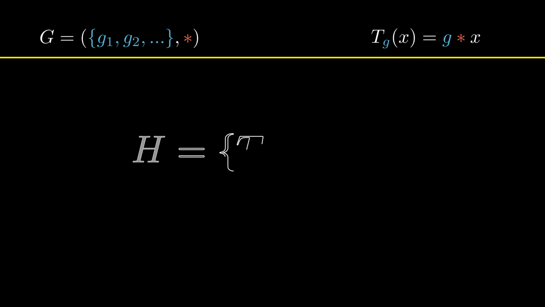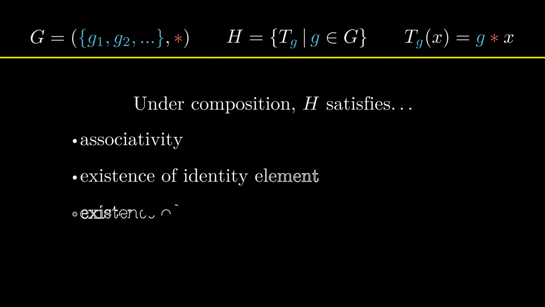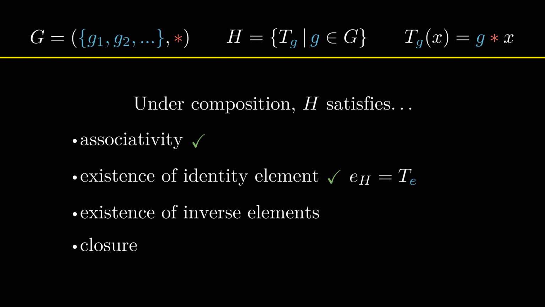Now let's look at the set H, consisting of all such permutations that can be constructed from elements of G. This set satisfies associativity, because function composition is associative. It satisfies the existence of an identity element, namely T sub e, where e is the identity element of group G. It satisfies the existence of inverse elements, as shown before, and it satisfies closure. So H is, in fact, a group under composition, so we'll update our definition up top.